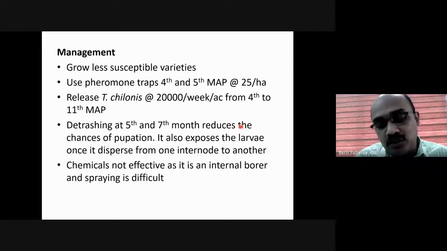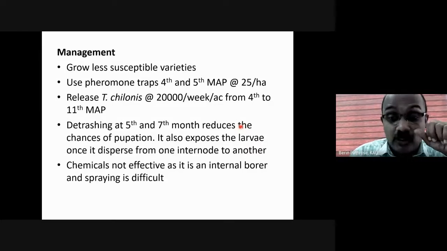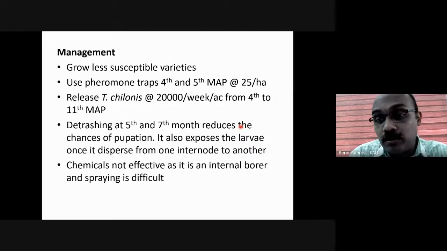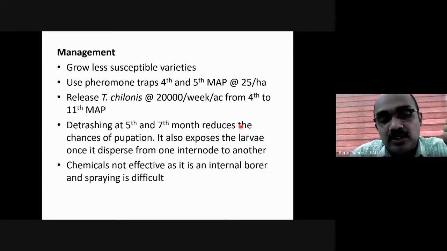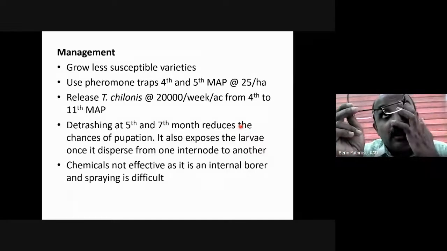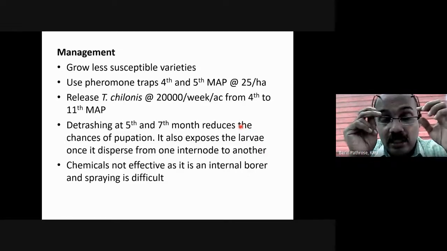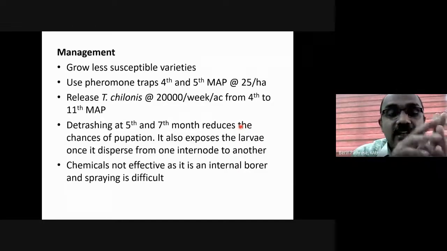So we can use Trichogramma chilonis at the rate of 20,000 per week per acre from 4 to 11 months after planting. That means continuously for about 7 to 8 months we have to use it every week. So we need to ensure continuous supply of Trichogramma chilonis. And I told you about the peculiar feature of its biology. That means after completing the feeding, the larva comes out of the cane and pupates outside.